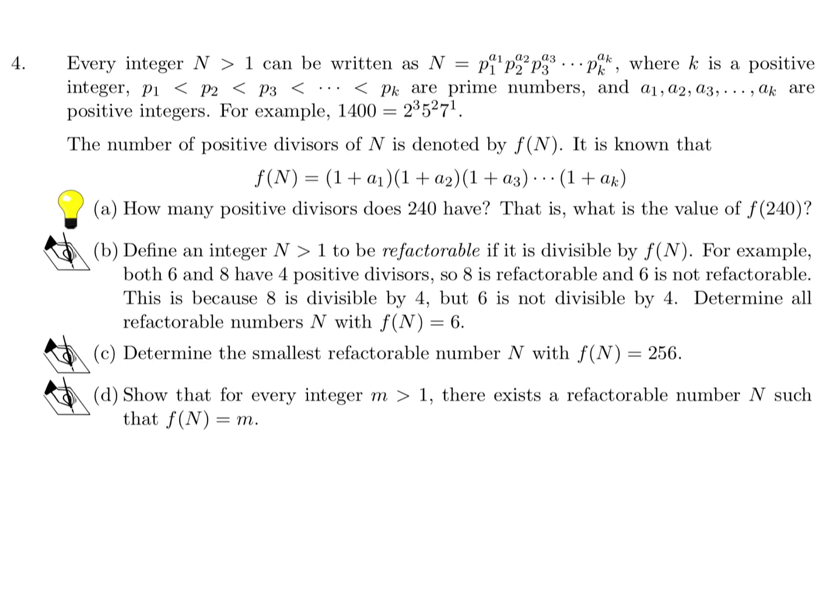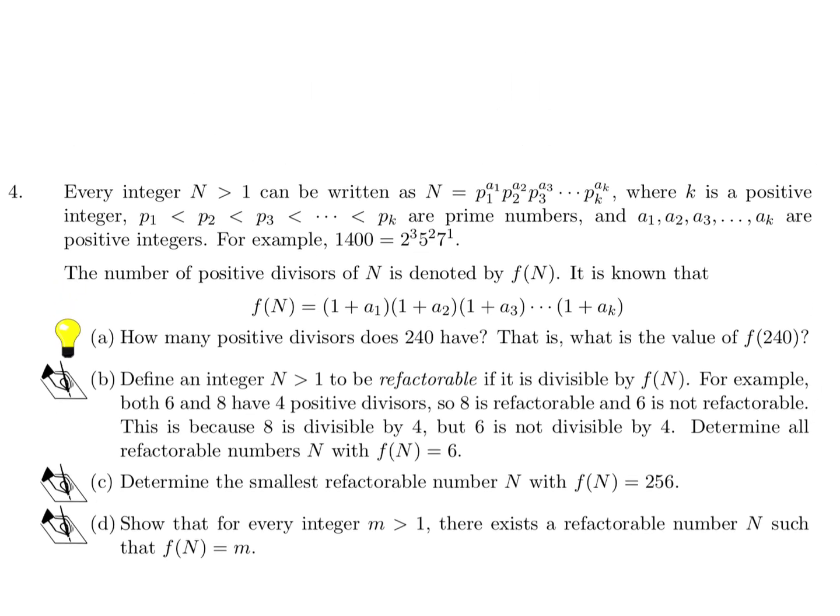Every integer n greater than 1 can be written as n equals p1 to the power of a1, p2 to the power of a2, and so on, where k is a positive integer, and p1 is less than p2, and so on, and they're all prime numbers, and the a's are positive integers. For example, 1400 is 2 to the power of 3 times 5 to the power of 2 times 7 to the power of 1. The number of positive divisors of n is denoted by f of n, and it's known as f of n equals (1 plus a1) times (1 plus a2), and so on. How many positive divisors does 240 have? That is, what is the value of f of 240?